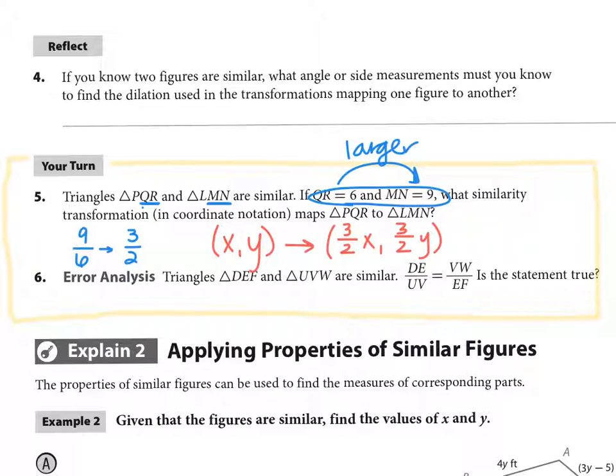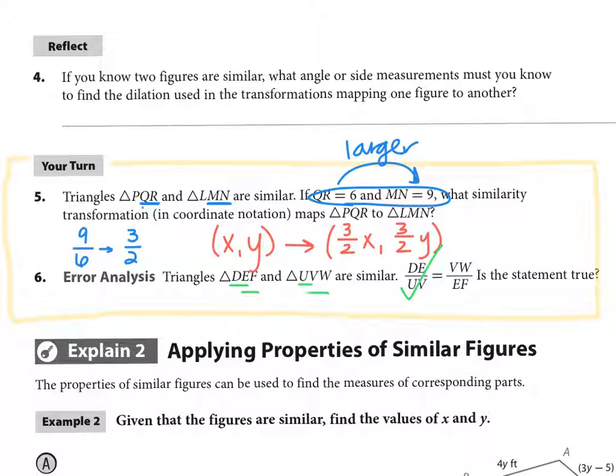All right, and then question 6, if you want to pause and read that one for a minute, we're trying to figure out what the error is in this statement. All right, and again, just know that corresponding parts go together the same way that they did for congruency. So if I look at the corresponding parts, DE does correspond to UV. All right, that's true. And then VW does correspond to EF.